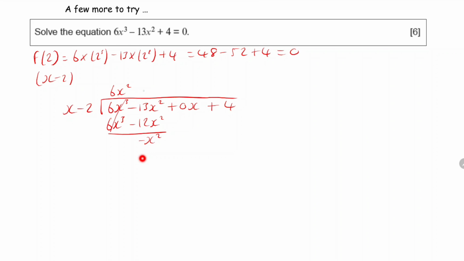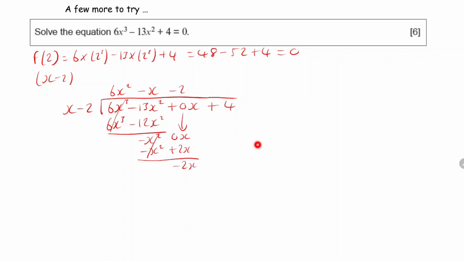X goes into minus 1x squared minus x times minus x by minus x, which is minus x squared, times minus x by minus 2 gives us plus 2x. And then this imaginary 0x that we put in needs to be lowered down. Then we're going to subtract. They're going to cancel. 0x minus 2x gives us minus 2x.